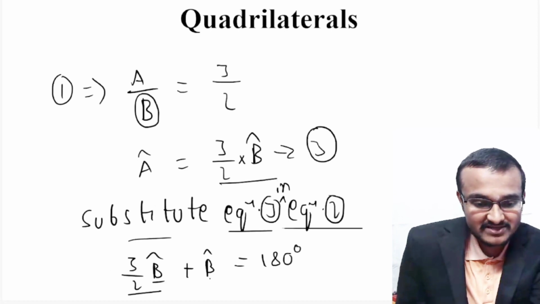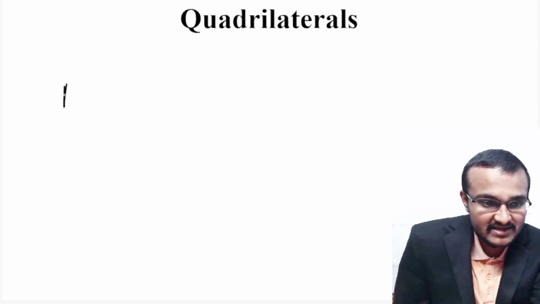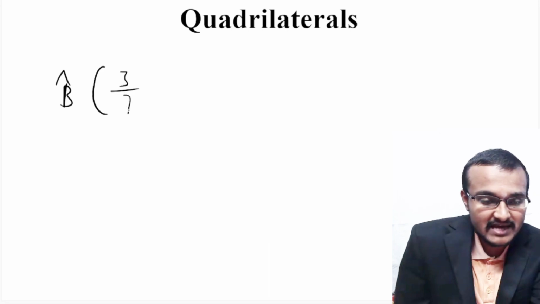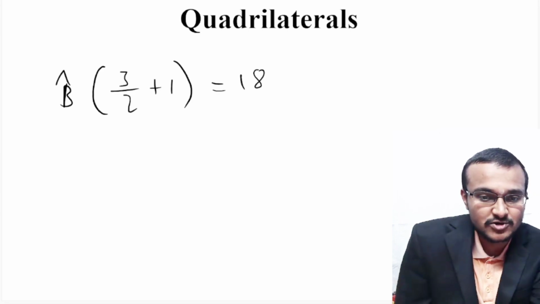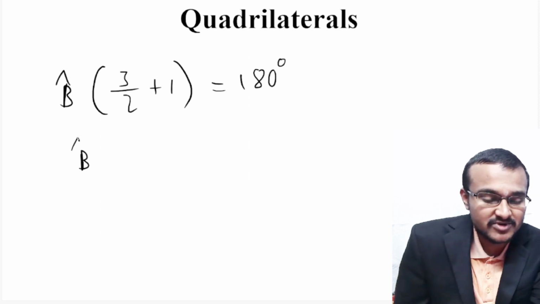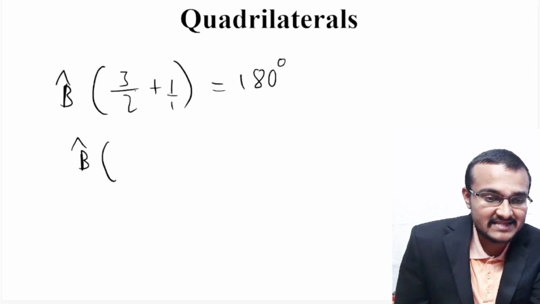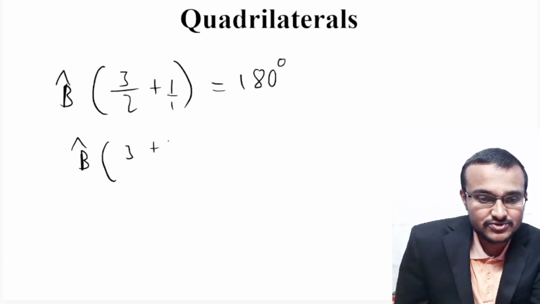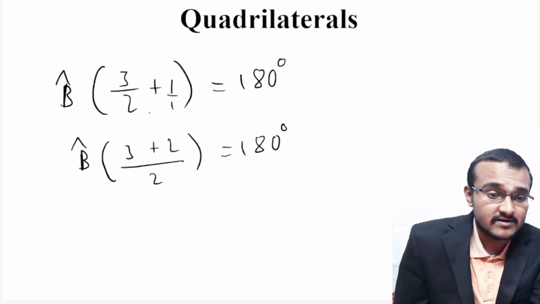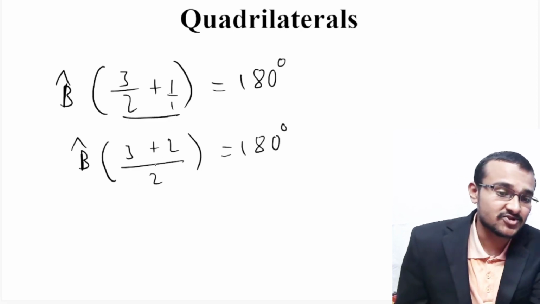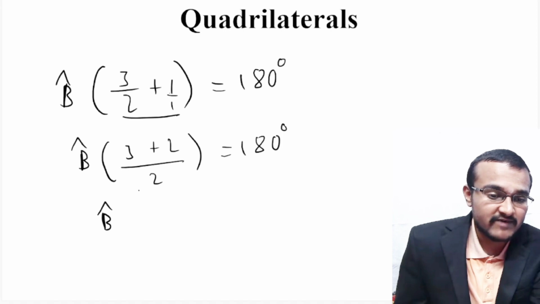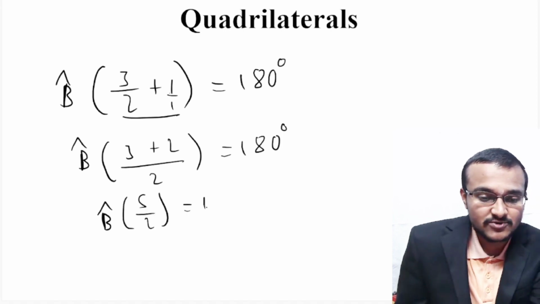Now we can take B common in this equation. If you take B outside, then inside the bracket you will have 3/2 plus 1, which is equal to 180 degrees. Now you can solve this fraction by taking the LCM. Here 1 means 1 by 1. So the LCM of 2 and 1 is 2. So you can multiply that LCM with this 3/2. So 2 gets cancelled and 3 will be there. So plus 1 into 2, so 2. So 3 plus 2 by 2 will be the answer for solving this fraction. So 3 plus 2 is equal to 5. So 5/2 will be there. So that is equal to 180 degrees.